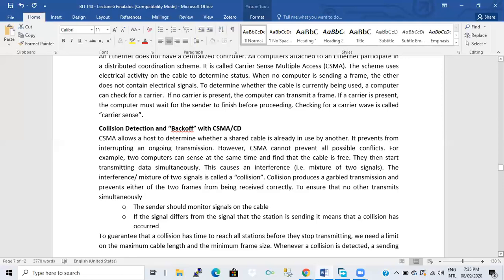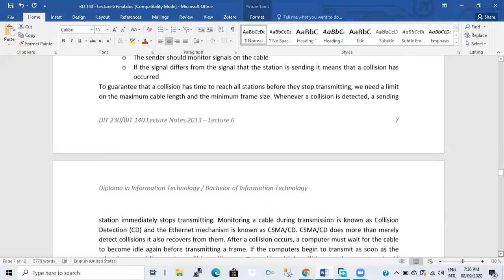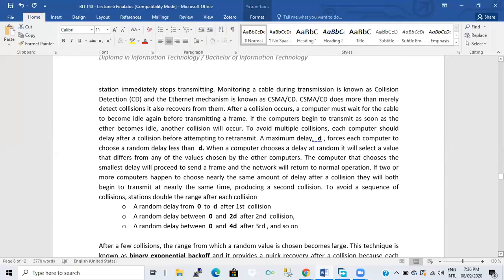To guarantee that a collision has time to reach all stations before they stop transmitting, we need to limit the maximum cable length and the maximum frame size. Whenever a collision is detected, a sending station immediately stops transmitting. Monitoring a cable during transmission is what is known as collision detection. And the Ethernet mechanism that does that is called CSMA/CD, carrier sense multiple access with collision detection.